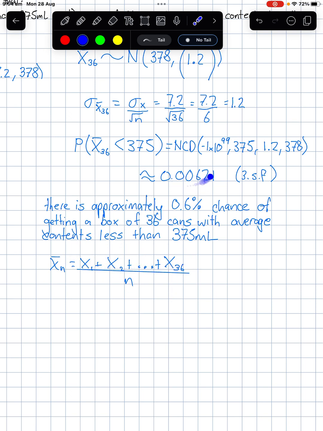it actually means that in this box, the chance of you getting a box of 36 cans with an average contents less than 375, so that means if you add all the mils up in the can and you divide it by 36, on average you're not always going to get, well, 99.4% of the time you're going to have an average of more than 375.